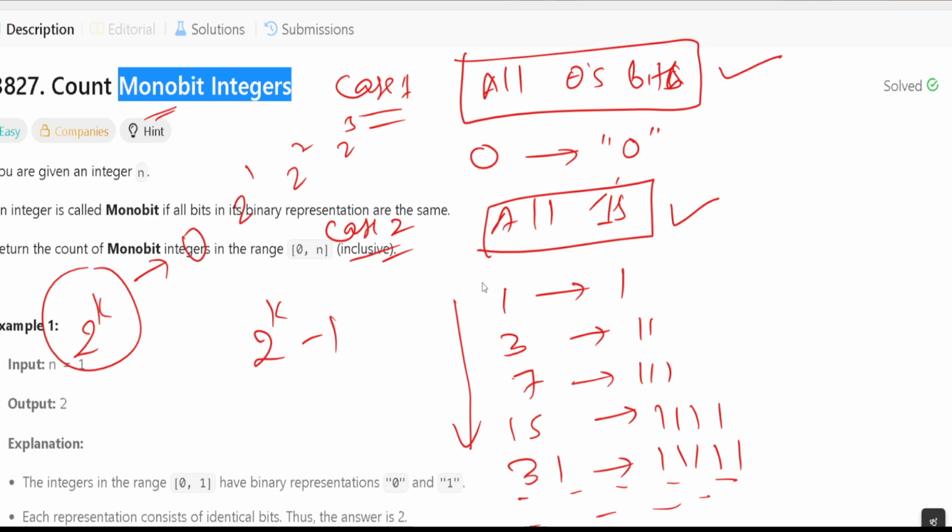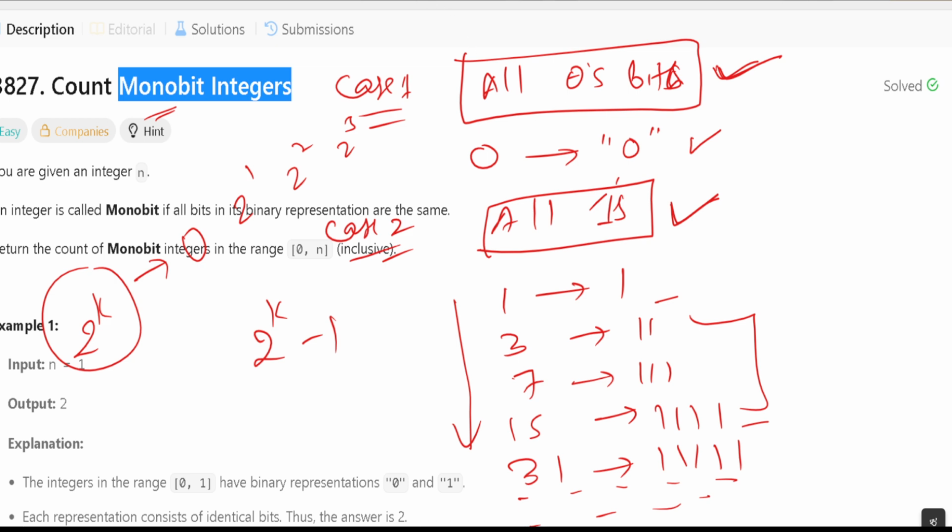So we should always count 0, because 0 is always a monobit. Whatever range you are taking, 0 will be counted as a monobit. Then for the rest, let's suppose you want to go from 2 to 15 or 16. These will be the monobit integers, and there will be one more, so the total will be 4, like that.